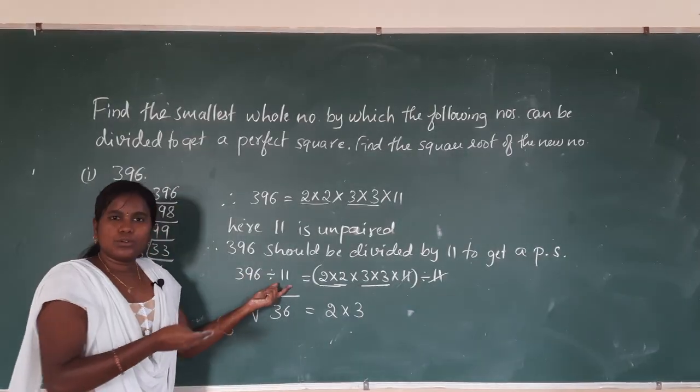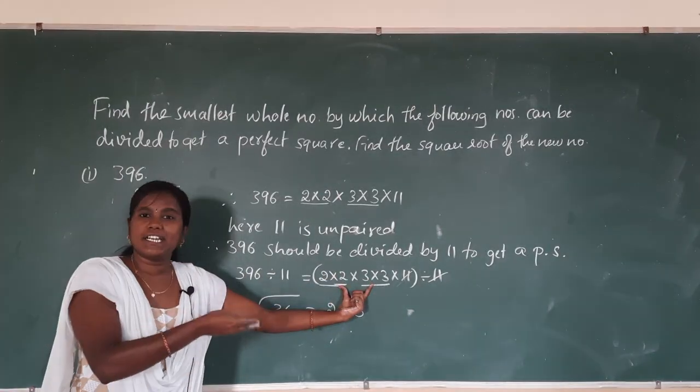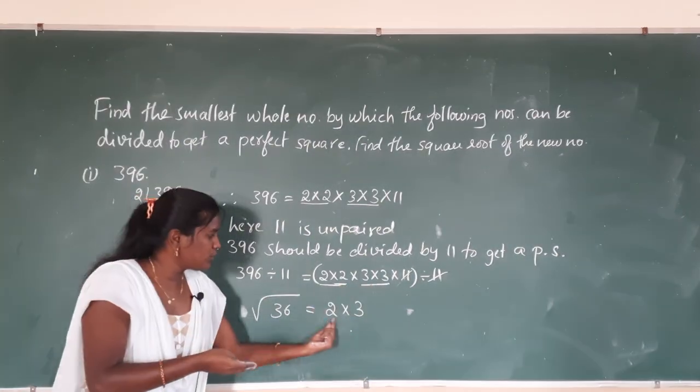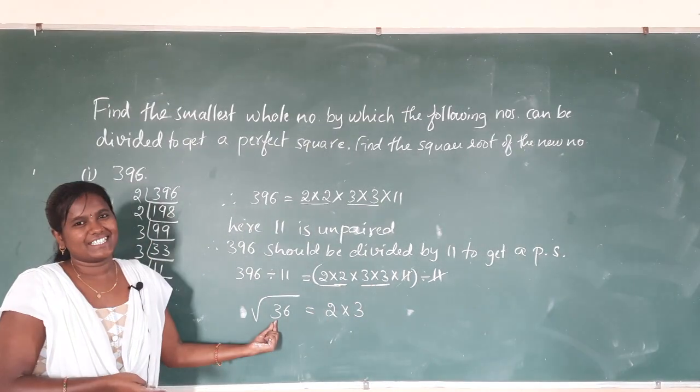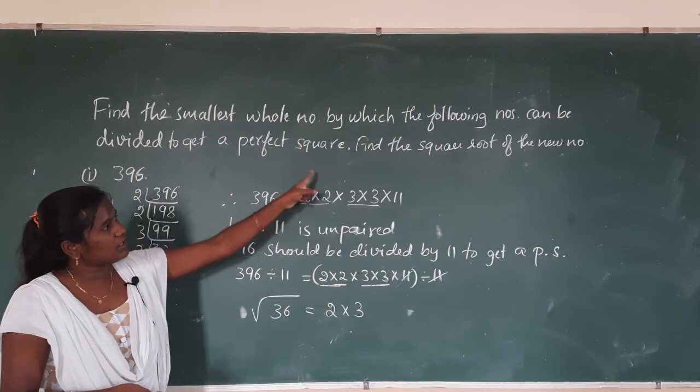So no need to worry about this. However, you get the answer in the simplest way. So 2 into 3 is the square root of 36, that is 6. Which is the new number? Find the square root.